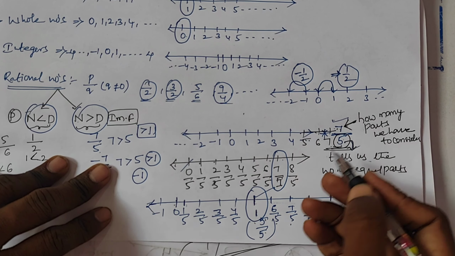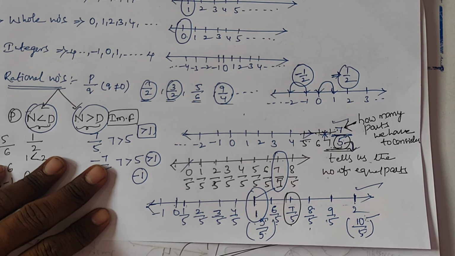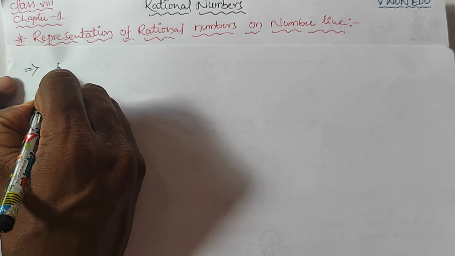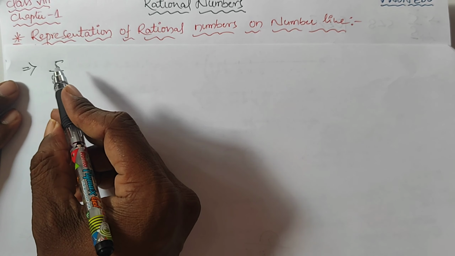Now we required here 7 by 5. So simply represent here 7 by 5 on the number line. Asma, are you getting? Now I am considering 5 by 8. Represent 5 by 8 on the number line.